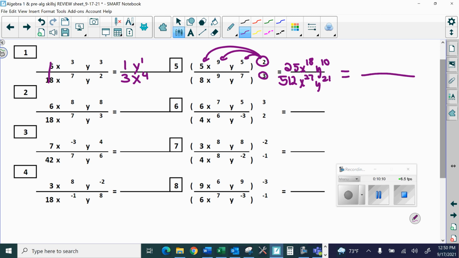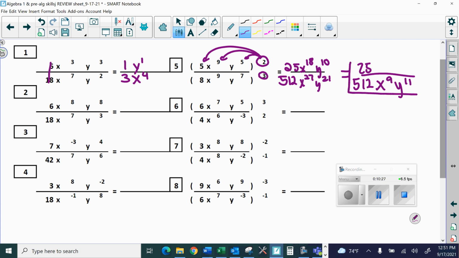Okay. 25 doesn't go into, and 5 doesn't go into 512, so that stays the same. I ask myself again, where do I have more x's in the denominator? How many more do I have? 9. Where do I have more y's? Denominator, how many more do I have? 11. And there's the answer.